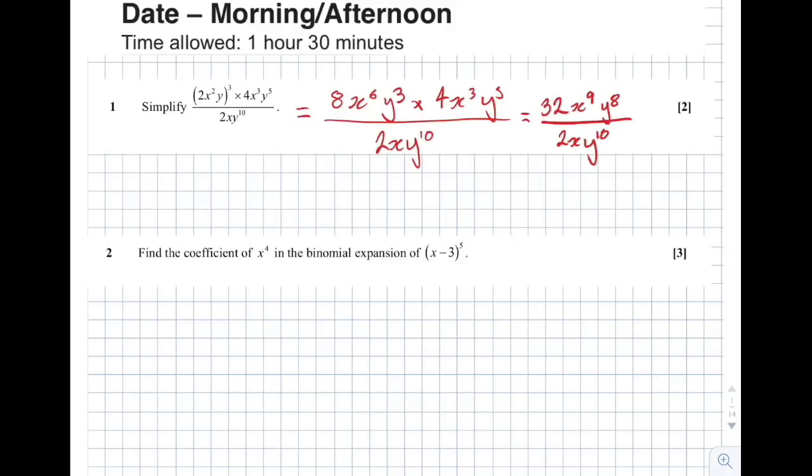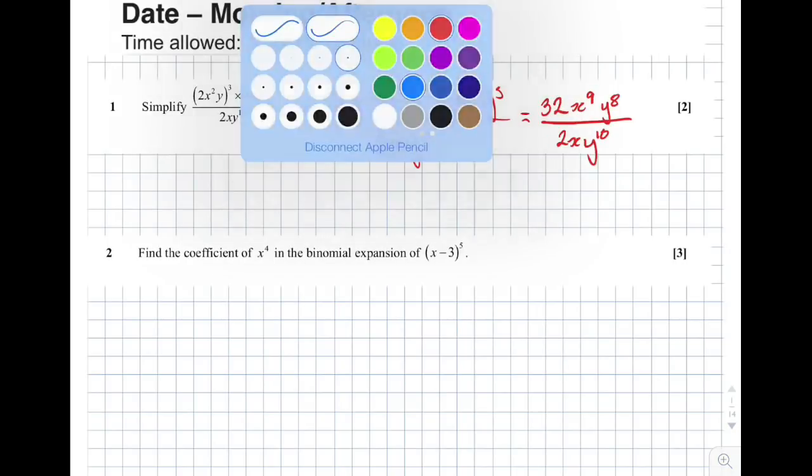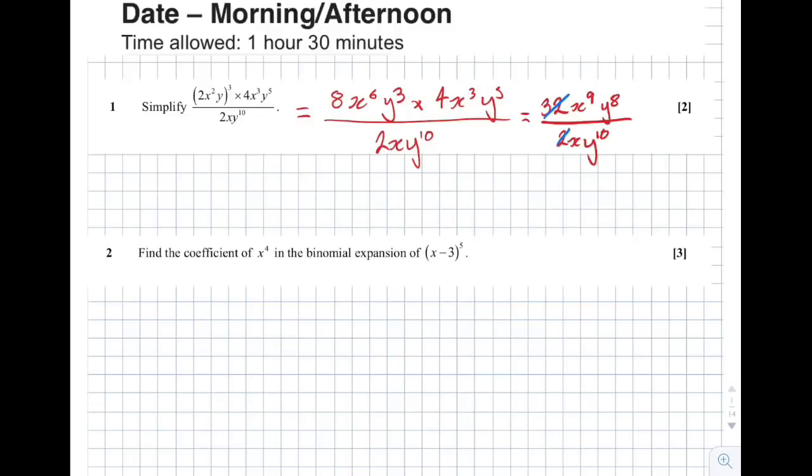And then essentially we can just start cancelling things down. So if we cancel down the 32 and the 2 to a 16, we can cancel one of the x's out. So that will become x to the 8. And we can cancel y to the 8 from top and bottom. So y to the 10 is going to become y squared, and y to the 8 is going to disappear. So if we tidy that up, we've got 16 x to the 8 over y squared.